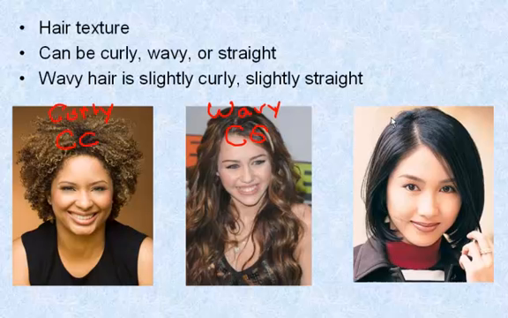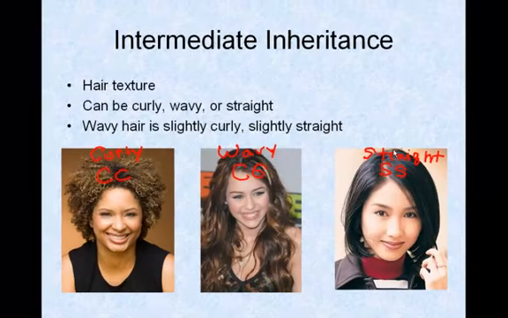And this young lady has straight hair. She has 2 genes for straight, so she has 2 S's. So 2 curly genes is very curly hair, 2 straight genes is very straight hair, but a gene for curly and a gene for straight makes wavy.